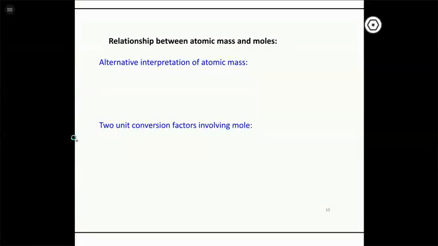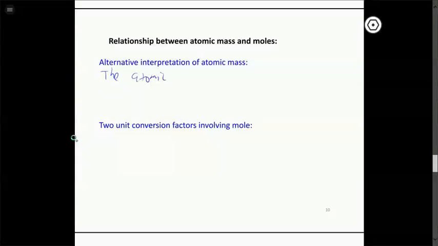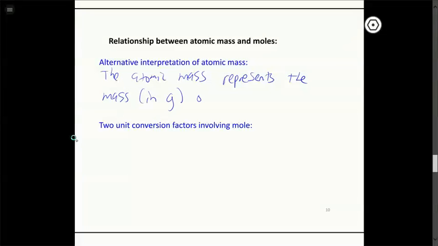So we gave you the atomic mass. We defined it in AMUs, where an AMU is 1/12 the mass of a carbon-12 nucleus. But it also has a very important relationship to moles. So the atomic mass represents the mass in grams of 1 mole. So there are really two ways to interpret atomic mass. And this is going to be the one that's even more important for us in this course.